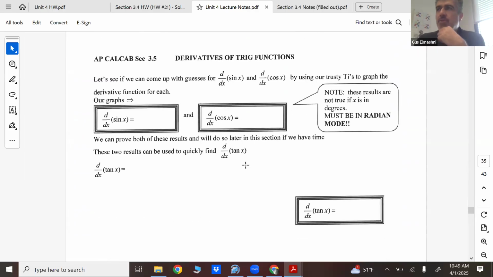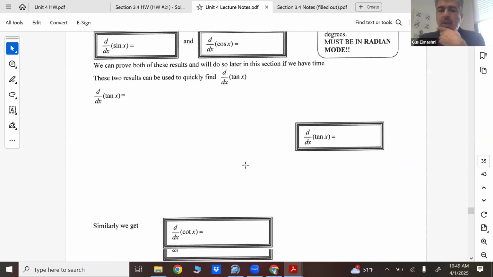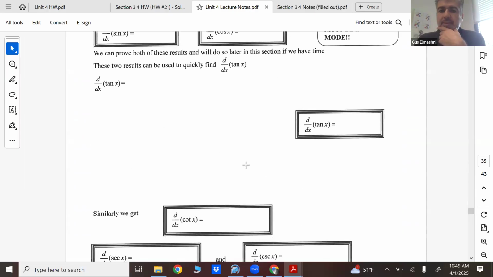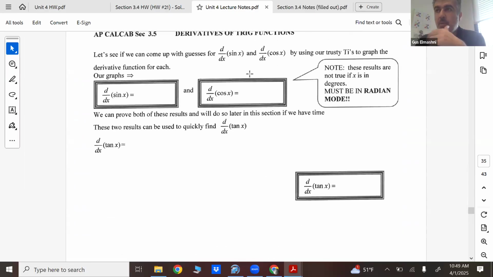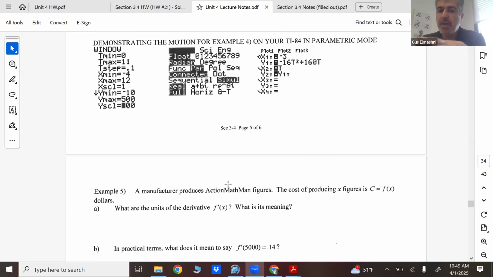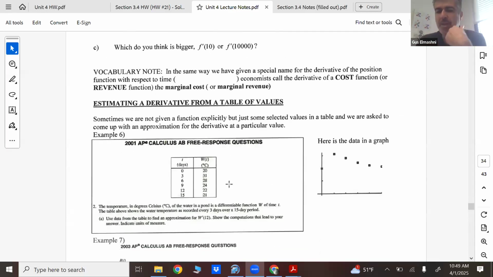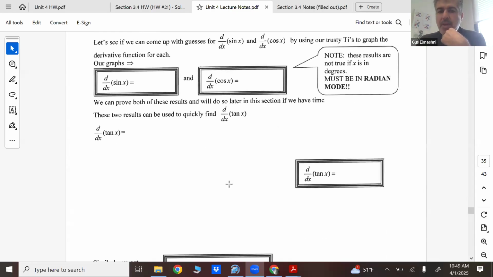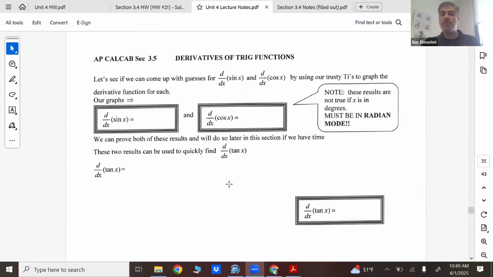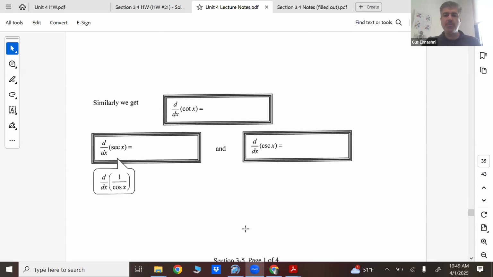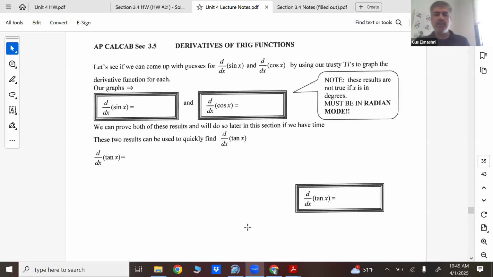Let's jump to derivative of trig functions first. So let's go to 3.5 because I really want to make sure you guys know this. I'm okay foregoing the previous page if we have to, because I've done that before and I can always make it up later. But let's talk about derivatives of trig functions because I think that's important. And this should be pretty fast. Okay, here we go.